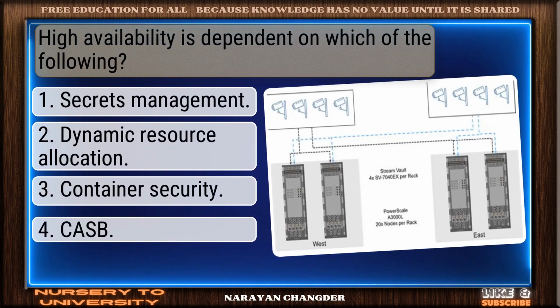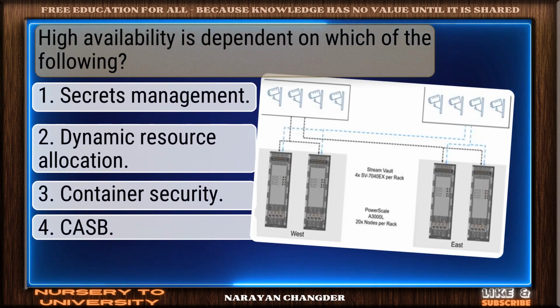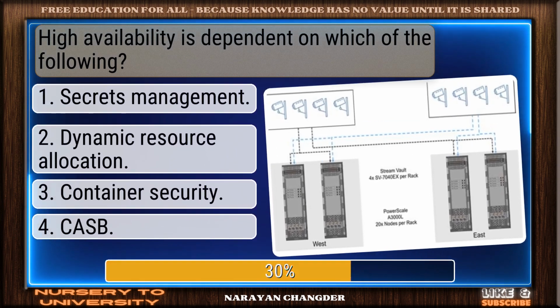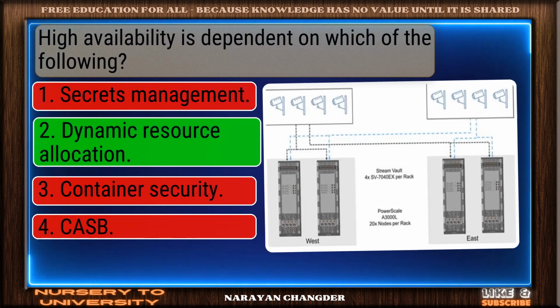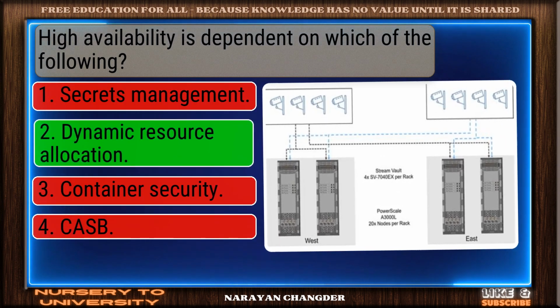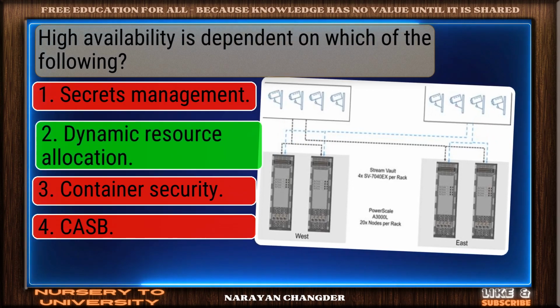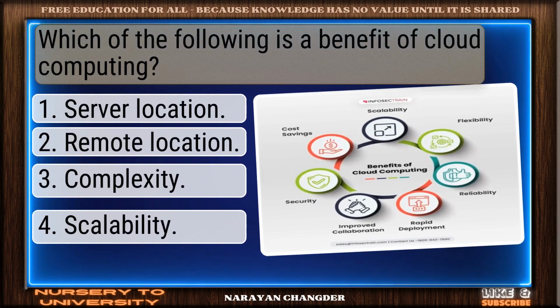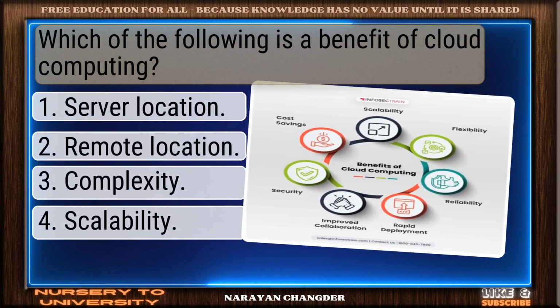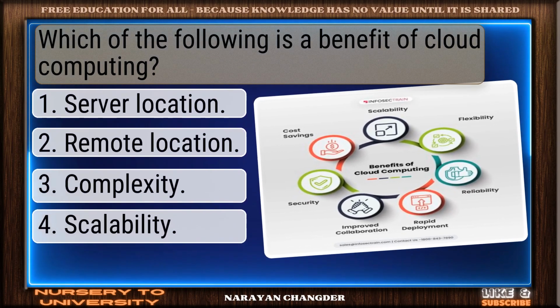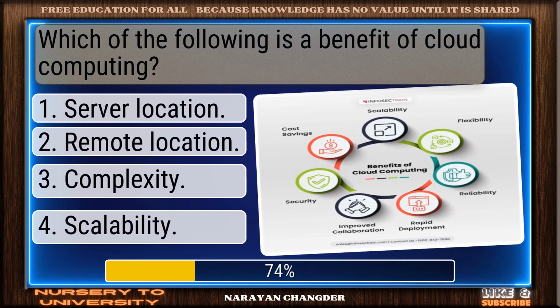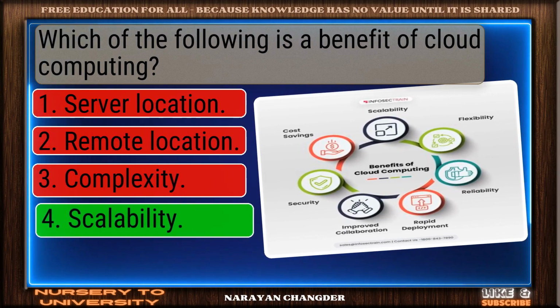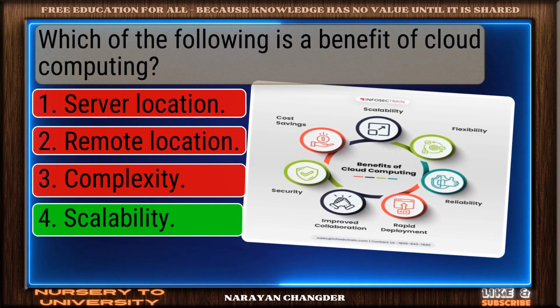Question number 60. High availability is dependent on which of the following? Nice selection. Dynamic resource allocation is the correct and valid answer. Question number 61. Which of the following is a benefit of cloud computing? Correct. Scalability is the right answer.